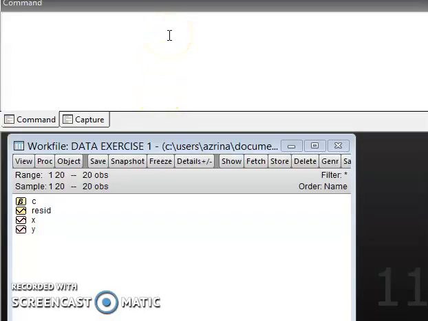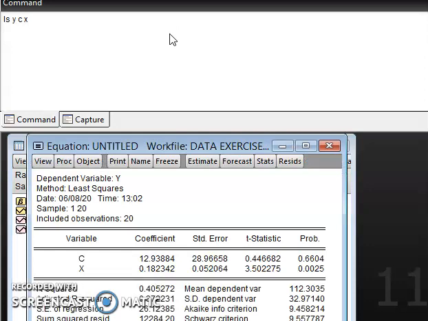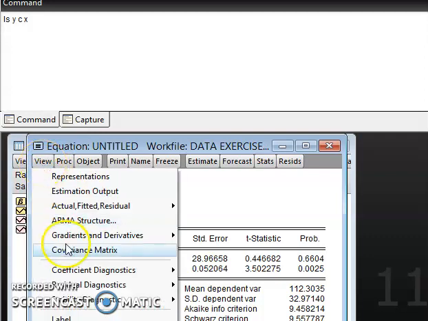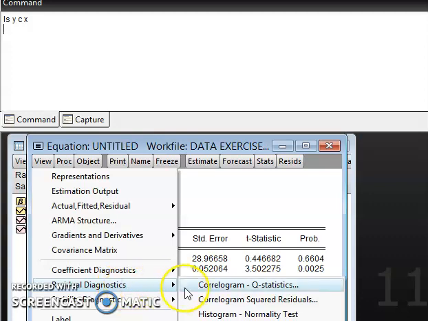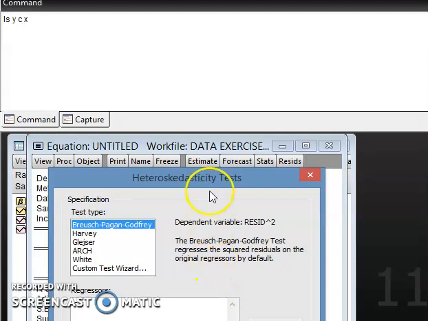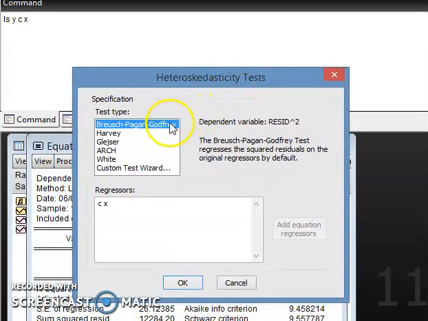If you're using the same data set as in the early lectures, suppose you want to do the LM test in EViews. First we need to estimate least squares y, c, and x. Then we get the estimation result, and then we go to View, then Residual Diagnostics, and then the Heteroskedasticity Test. In the heteroskedasticity test, we can choose Breusch-Pagan. And you see here the dependent variable is resid squared, which is actually the same as in the slide, the ui hat squared.